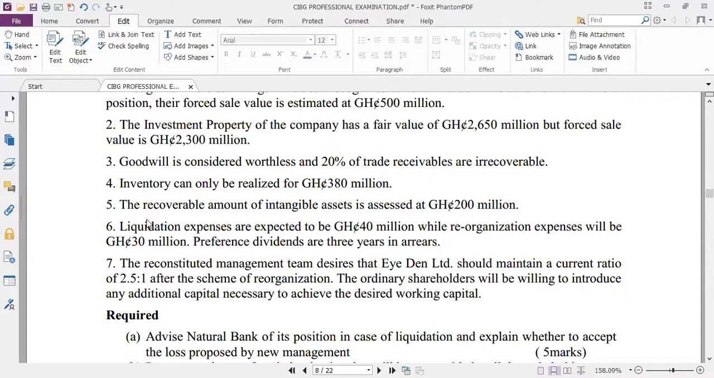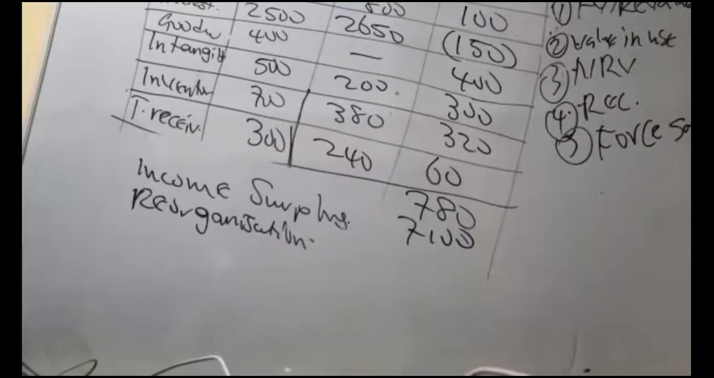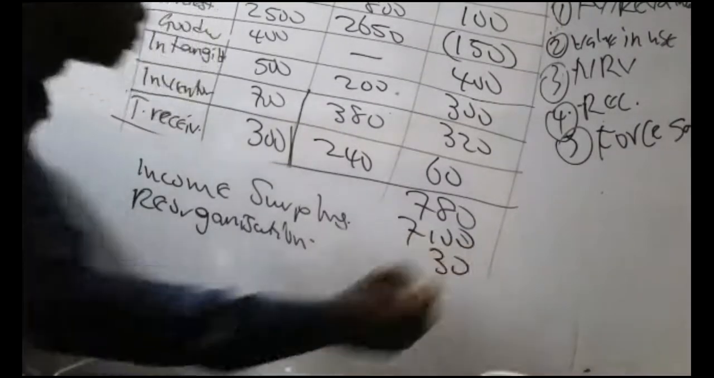Reorganization expenses will be 30 million. So that is it. Perfect. I like the answers. Good. That's 30 million. So 30 million will come here.